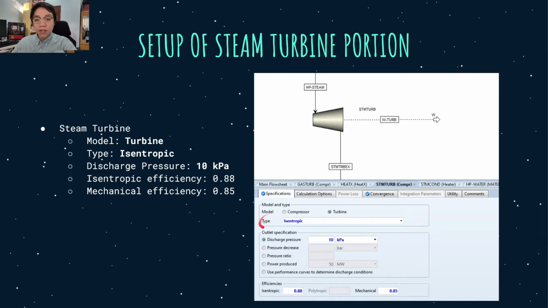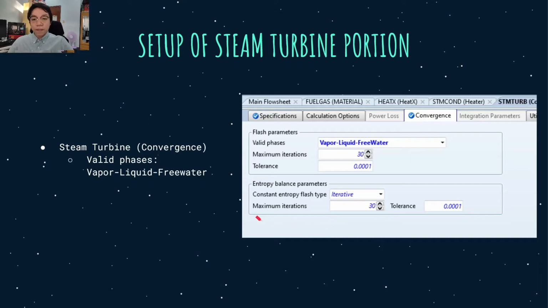The type is isentropic with a discharge pressure of 10 kilopascals. Our isentropic efficiency would be at 0.88 and a mechanical efficiency of 0.85. Now, to further refine our results for the steam turbine, we have to first define the parameters that our steam turbine would be taking into account.